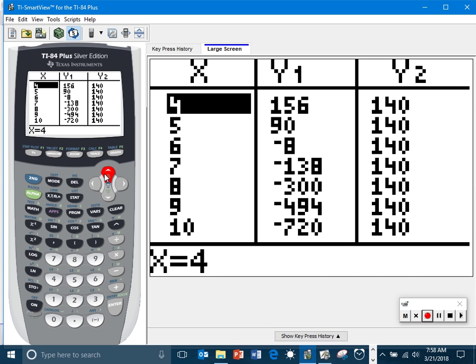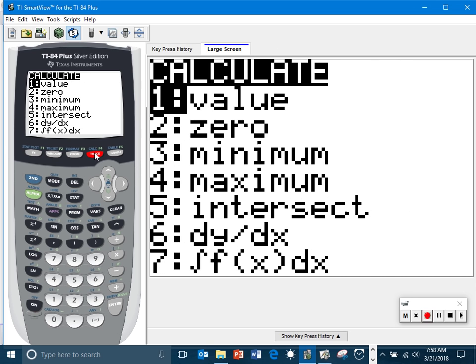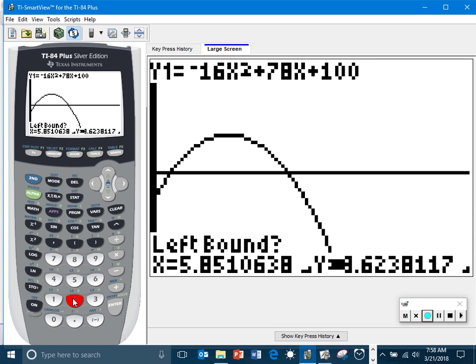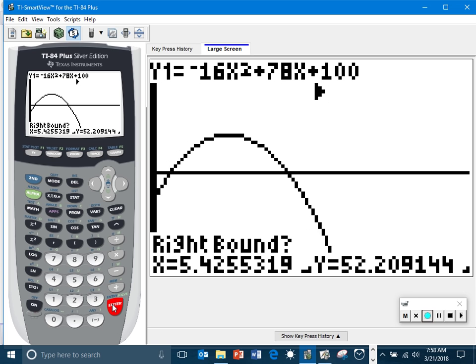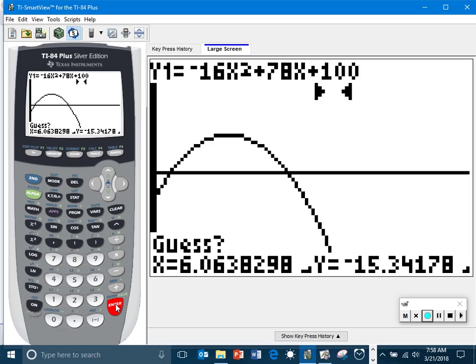Okay, well that doesn't help either. So let's try a new method. Here's something new, ladies and gentlemen. Hit second trace. You will see number 2. Number 2 is 0. If you do that, to be on the left side, we need to be above the ground. So enter. Now I'm going to move the ball so that it's under the ground, and then I'm going to hit enter twice.